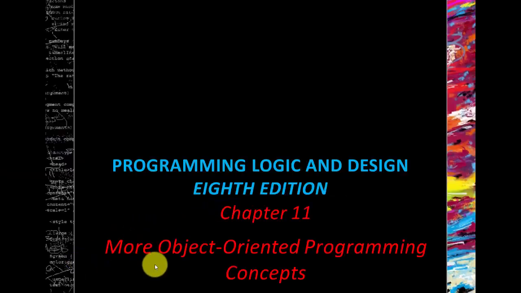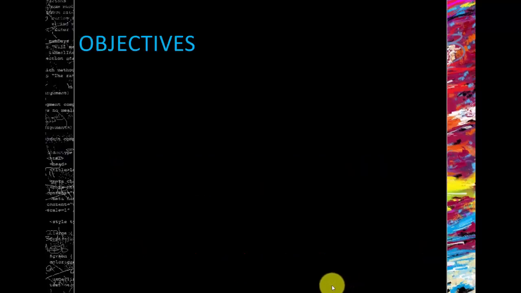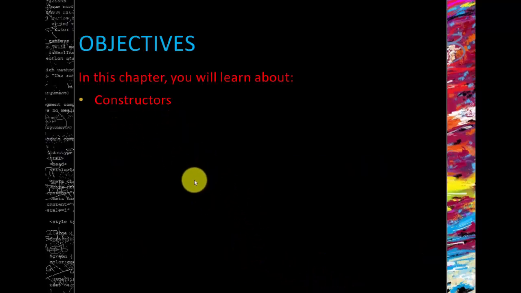In Chapter 11, we're going to be discussing more about our object-oriented programming concepts. So quite a bit of theory and quite a bit of terminology that we have to learn. Some terminology which we're going to be covering in this chapter is constructors, what these methods are, and how do we construct objects with these methods.